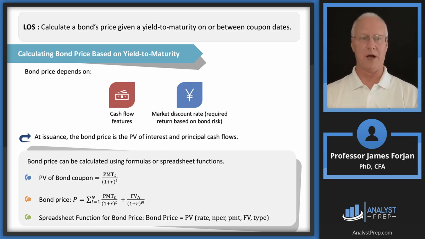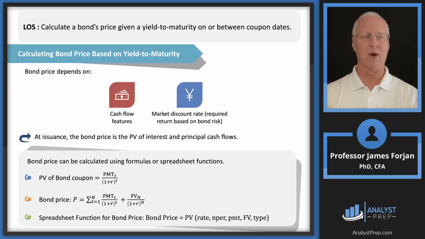What do we know? That the bond's price, what did I say a minute ago? Bond's price and bond's present value. Those two concepts mean the same thing, but they depend essentially on two variables. The cash flow features, which in this case are the interest payment and the principal payment, and then what the reading calls a market discount rate.